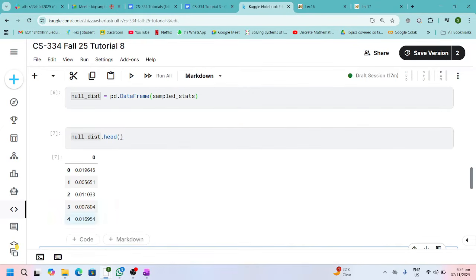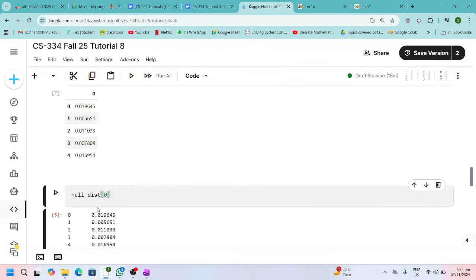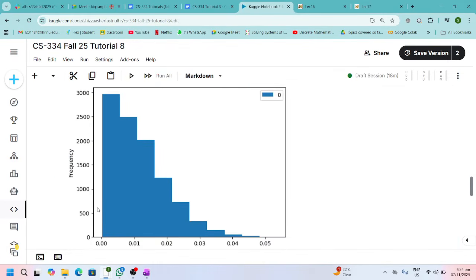So ये आपकी null distribution है. Let's try and make a plot real quick. I've just stored the simple array in a data frame. Null distribution, or let's simply do dot plot kind equals histogram. And this is what we have obtained. So this is the distribution.